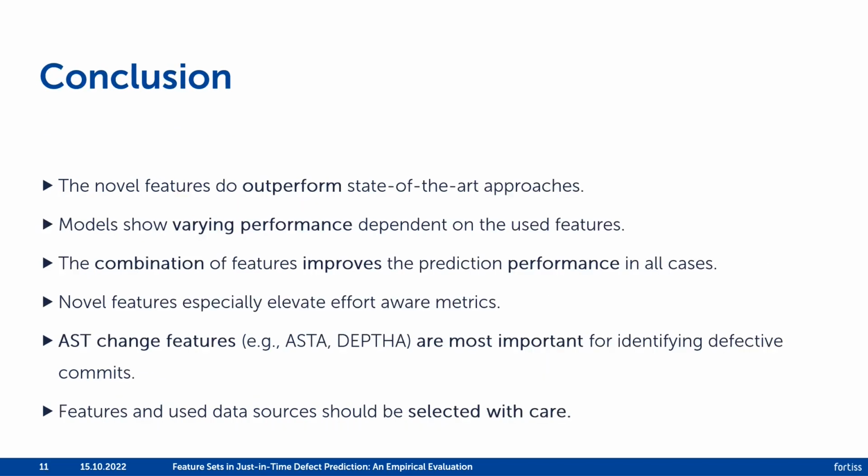So to conclude, the novel feature sets can improve the performance of just-in-time defect prediction models and do outperform state-of-the-art approaches. The models are showing varying performance dependent on the used features, and the combination of features improves the prediction results in all cases. We see that the new features especially evaluate effort-aware metrics. Especially the abstract syntax tree change features, for example, the number of added nodes in the abstract syntax tree, have a high importance on identifying defective commits for all investigated projects.